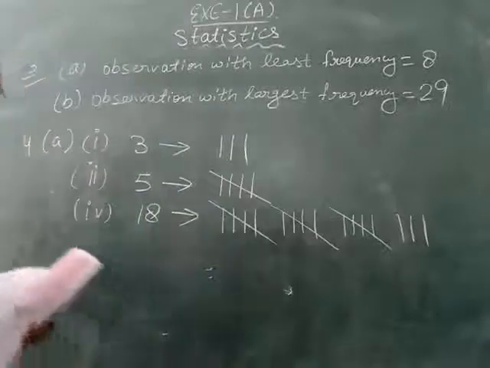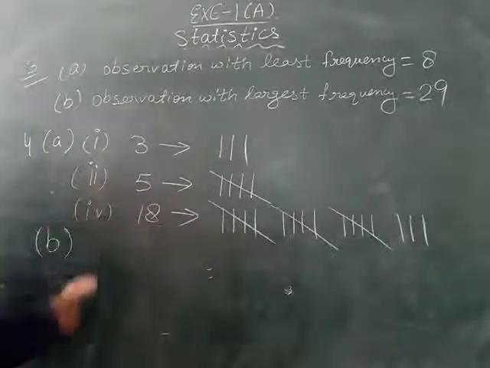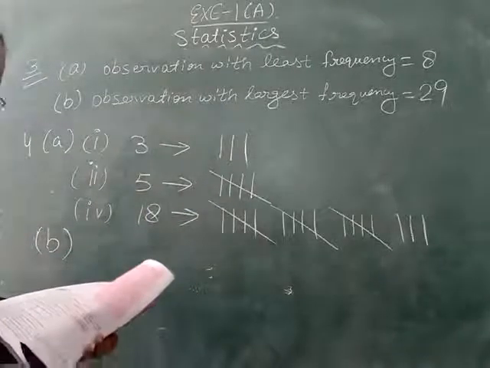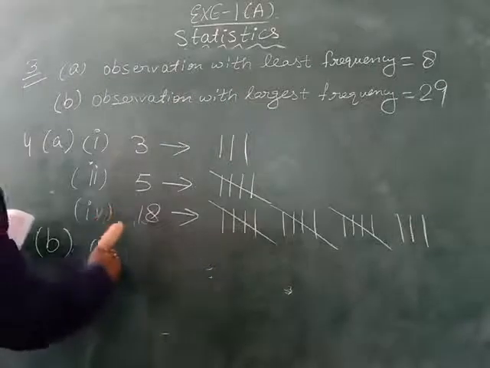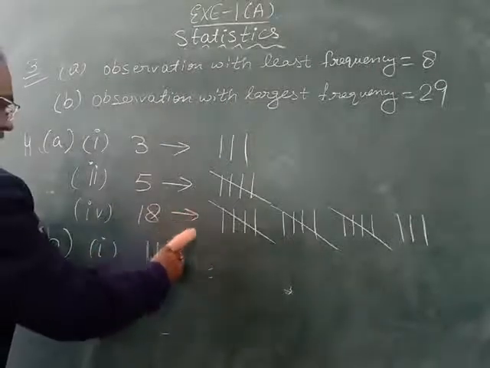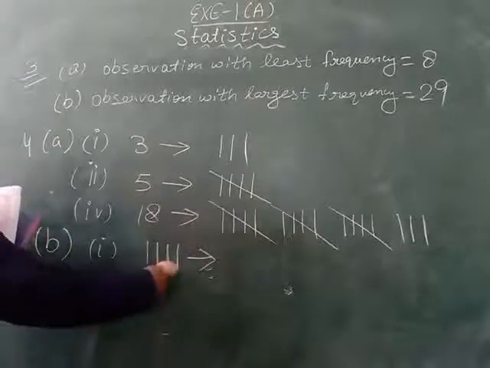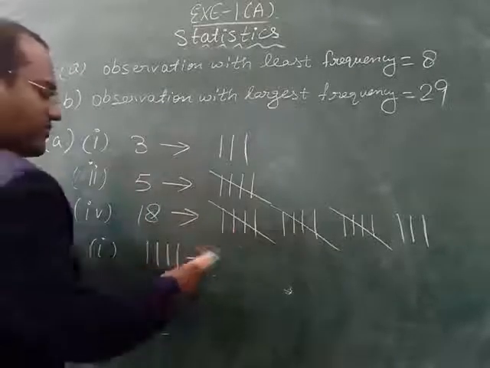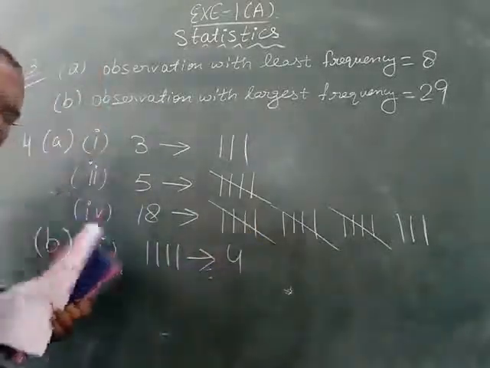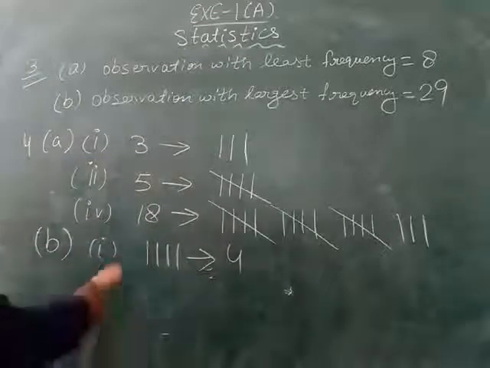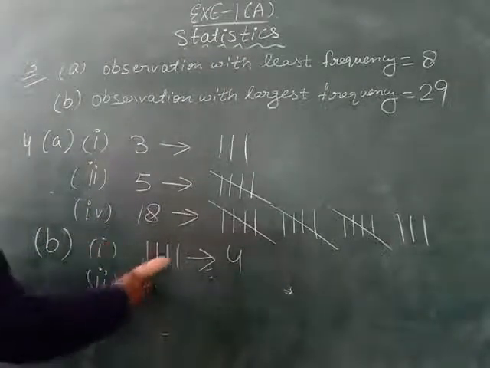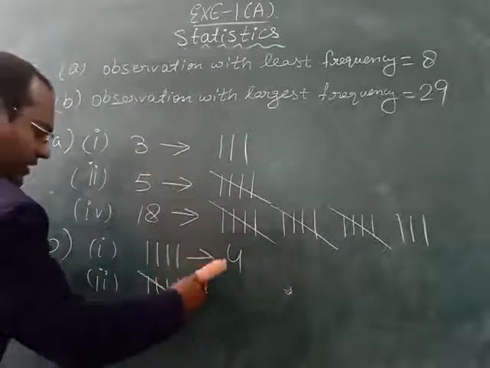Now B part. Question number 4, B part. First one: 1 2 3 4. 4 lines are drawn. These are tally marks and we have to write what the value of this is. This value is 4. Next one, second part: 1 2 3 4 5 and 6.